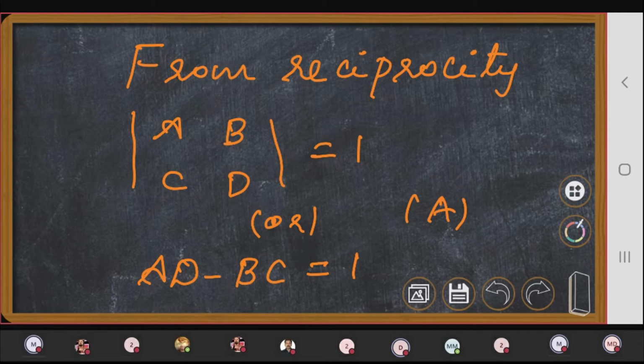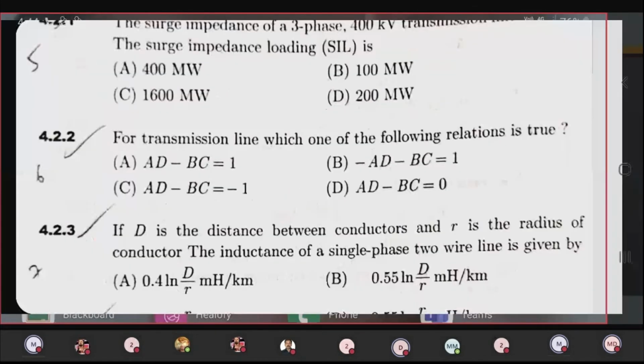Based on the reciprocity concept in transmission line, we have the determinant of the matrix A, B, C, D equal to 1. I may write the determinant as AD minus BC equal to 1. Option A is correct.